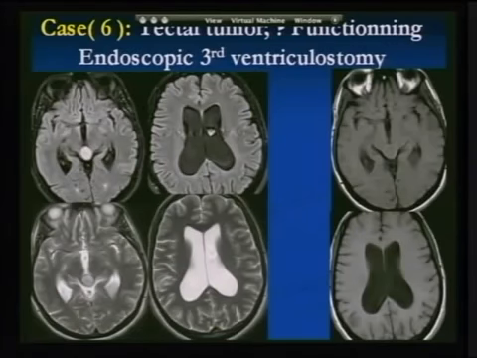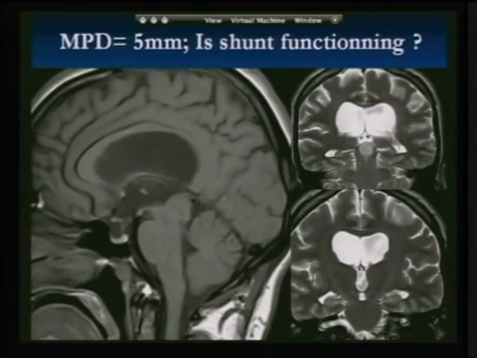A case of tectal tumor, and this tectal tumor was treated by endoscopic third ventriculostomy. After this endoscopic third ventriculostomy, the dilated ventricles will not decrease in size. It is just the pressure which diminishes. So the surgeons want to know, is this a functioning shunt, yes or no?